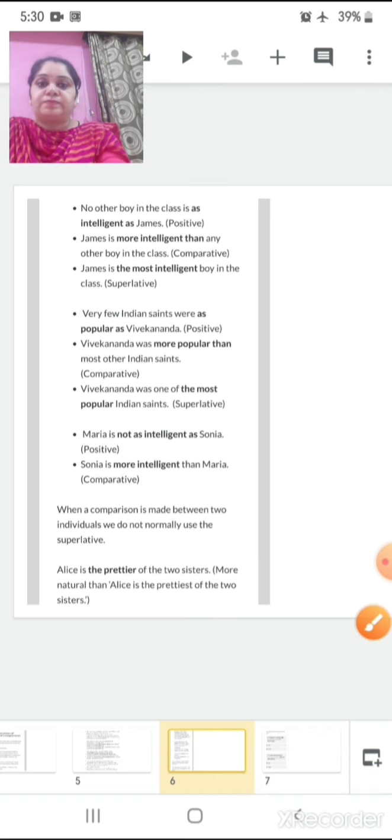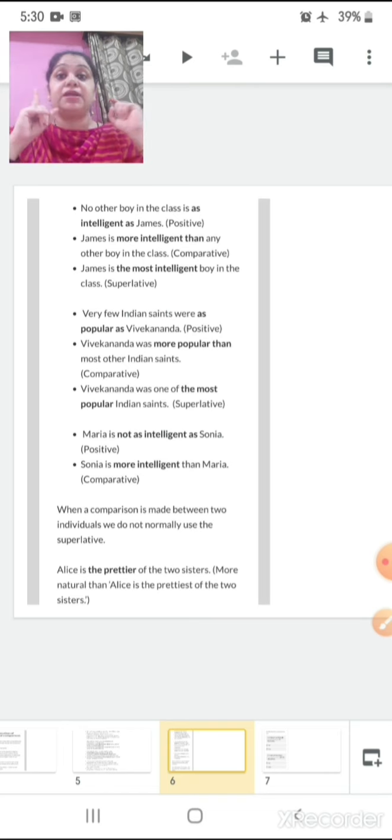Fine. Now, children, I want you to have a revision of verbs. The verbs we had done, the subject-verb agreement that I have taught you in the last class. We'll just have a quick revision and then we'll move ahead.